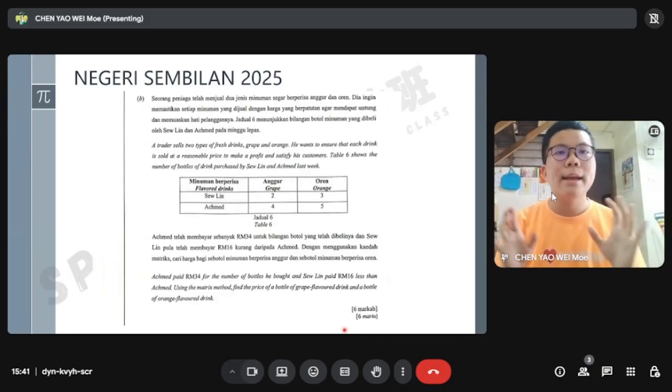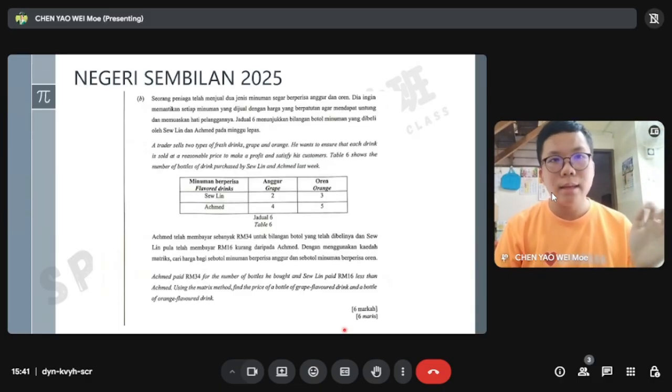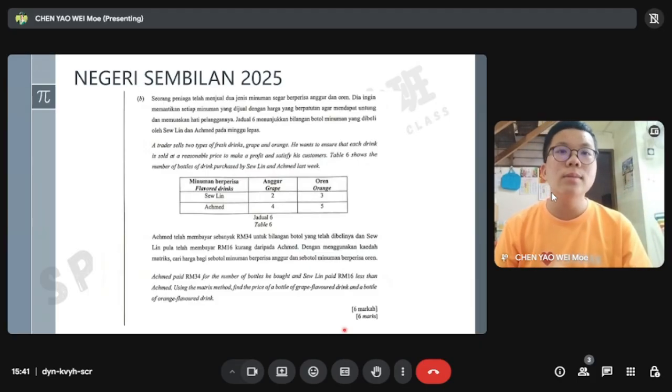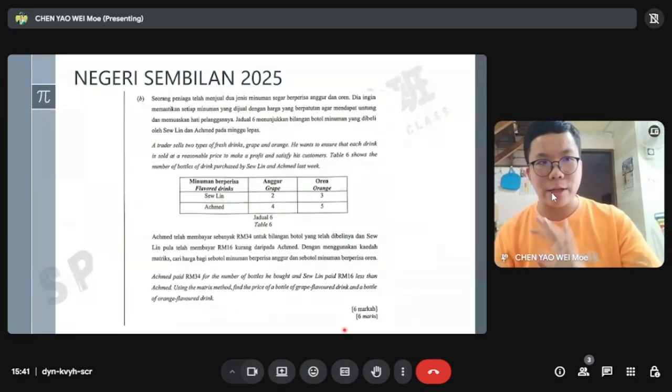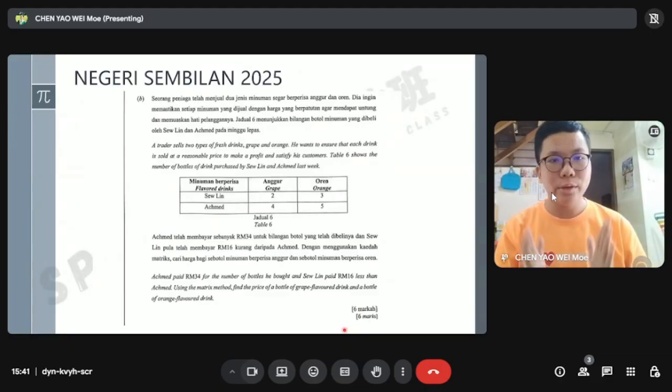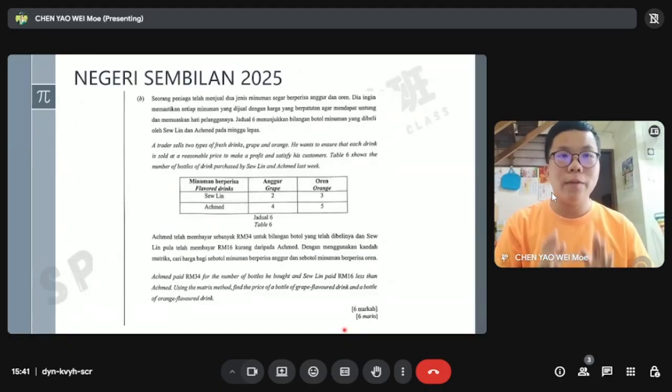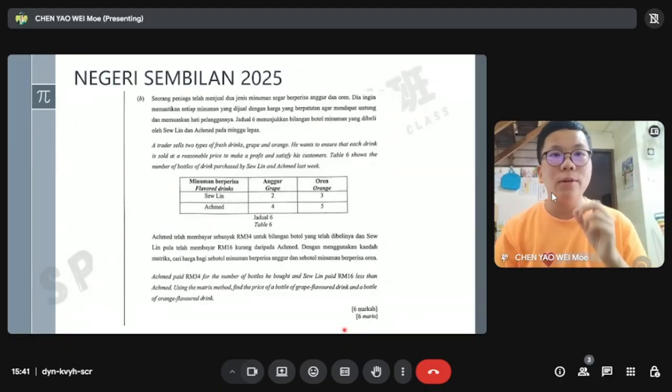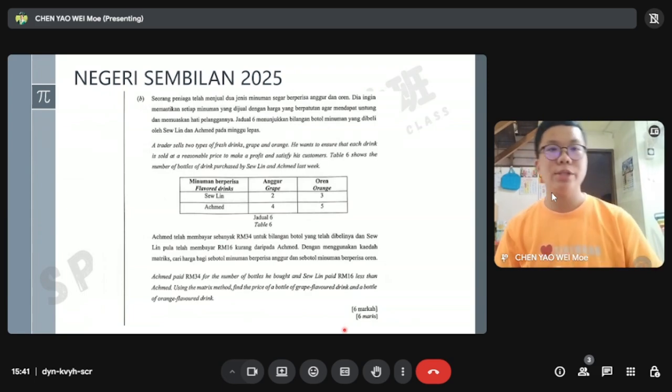And then Xiuling pays less than 16 ringgit, then estimate. So it means, if estimate 34 ringgit, less than 16, 34 minus 16, you get 18 ringgit. So Xiuling paid 18 ringgit to buy 4 grape and 5 orange. By using matrix method, find the price of the bottle of grape and the orange.